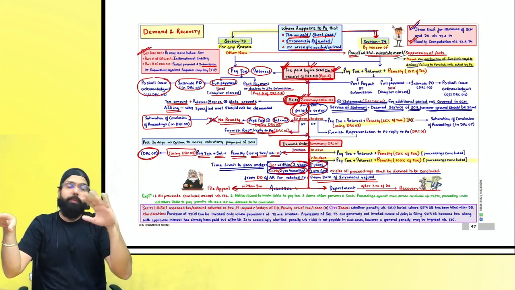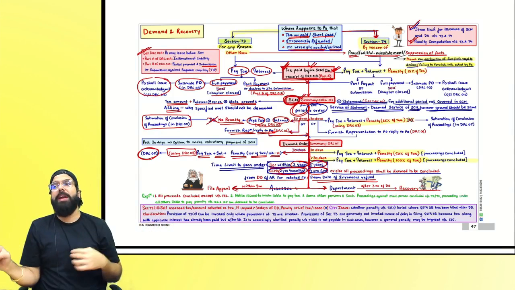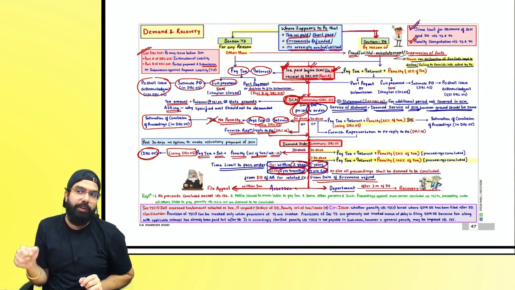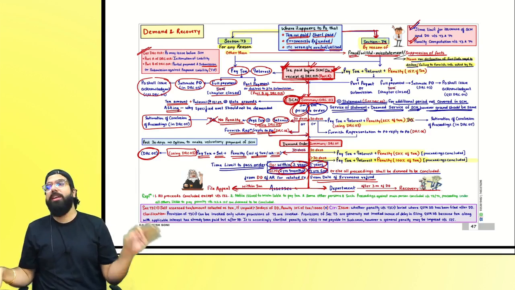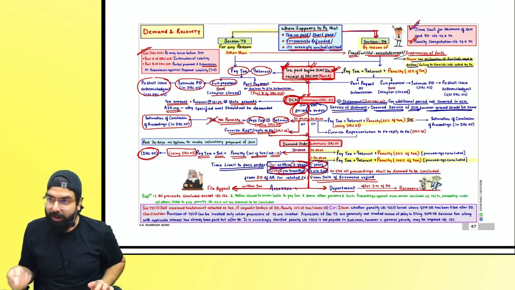Demand order, for 74 there is 25%. After demand order, bona fide case, 10% of tax or 10,000 whichever is higher has to be given. Fraud case, 50% or 100% after 30 days has to be given, right everyone?